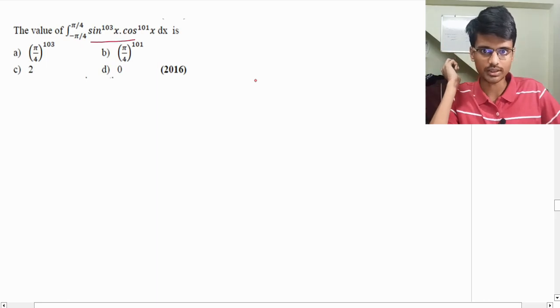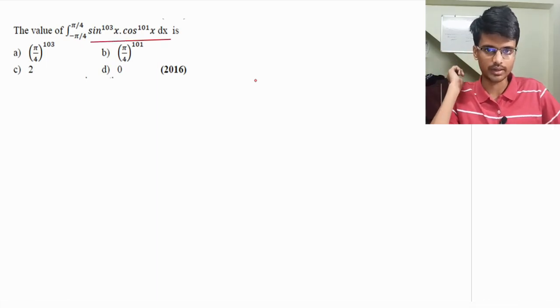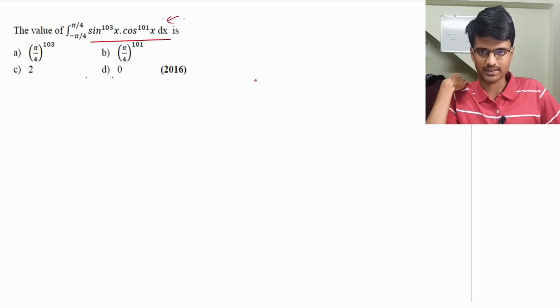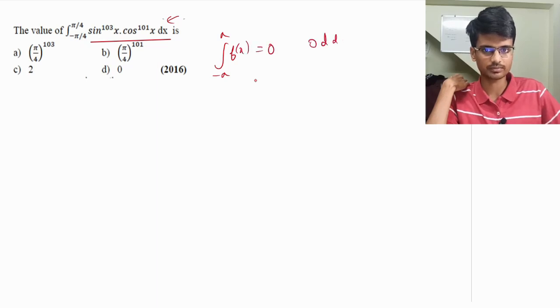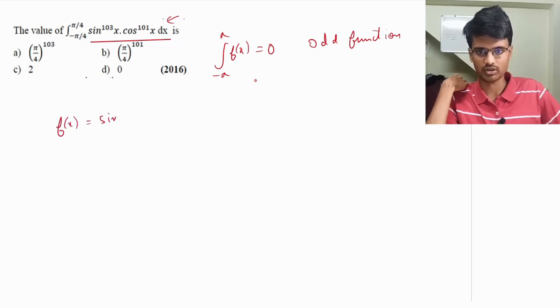It looks complicated. Sine raised to the power 103 x times cos 101 x dx. So what can be the answer to this? This is an interesting question. The limits are from minus a to plus a. So this equals 0 when it is an odd function. If I can confirm that it is an odd function, the integral is 0. So I have to check. My f of x here is sine x whole power 103 times cos of 101 x.